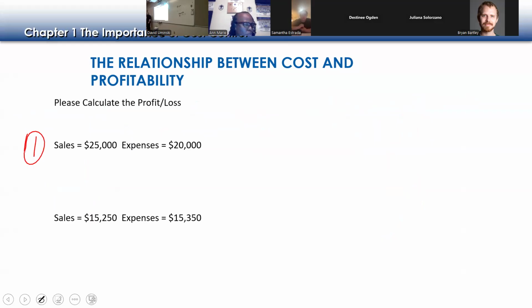Why do we have a profit? Because our sales are more than our expenses, right? Our expenses are less. So that means we're going to have some money left over from the sales. In this case, we have how much money left over? $5,000. Okay. 25,000 minus 20,000 in expenses. We have $5,000 in profit.